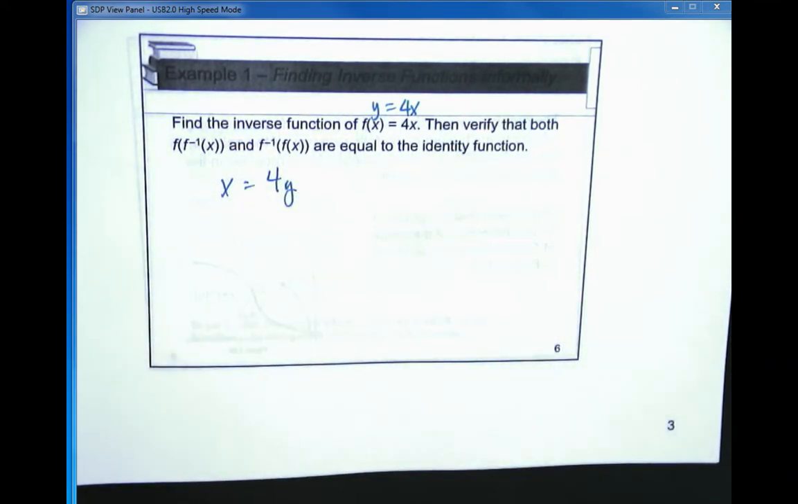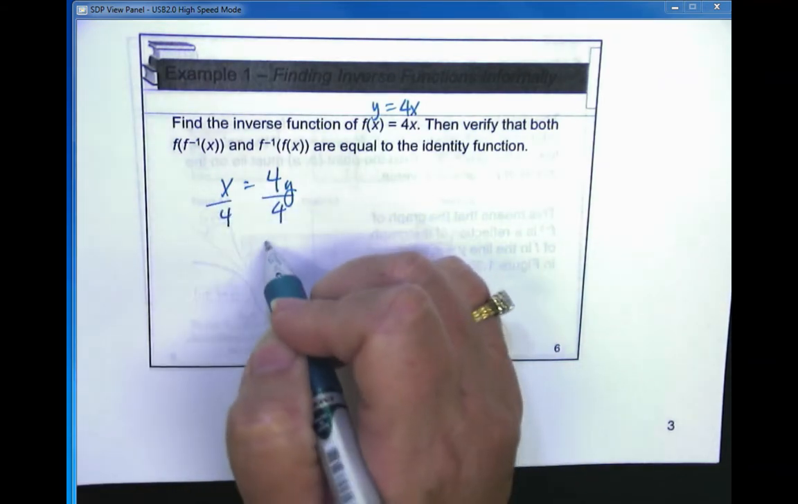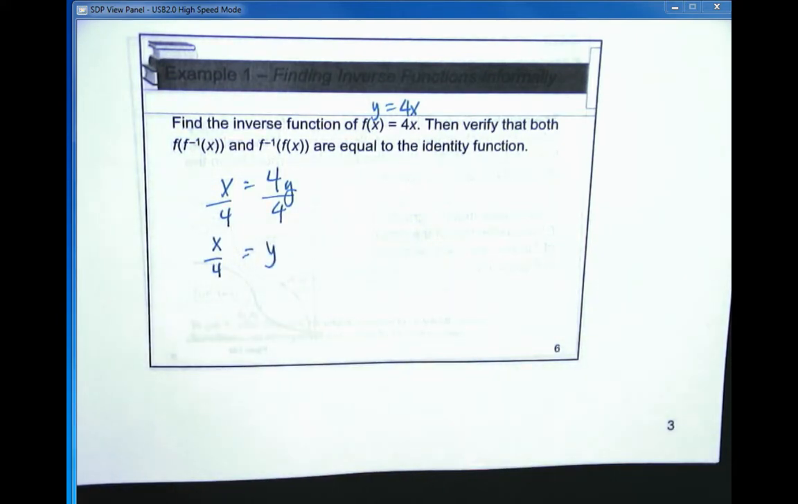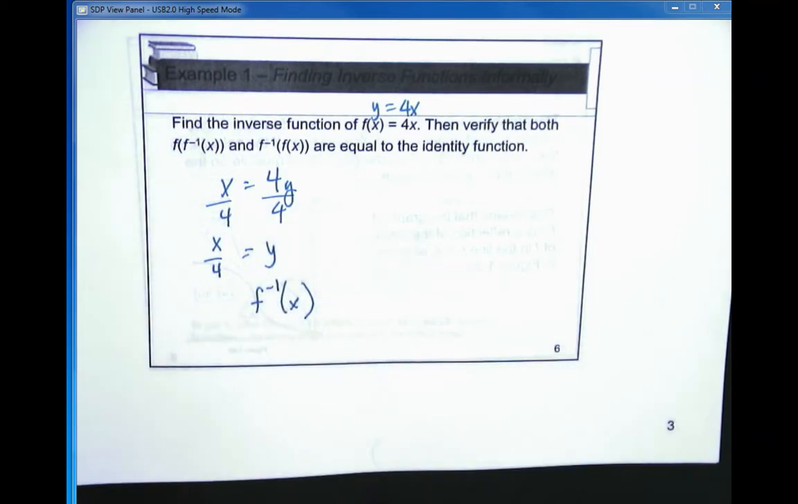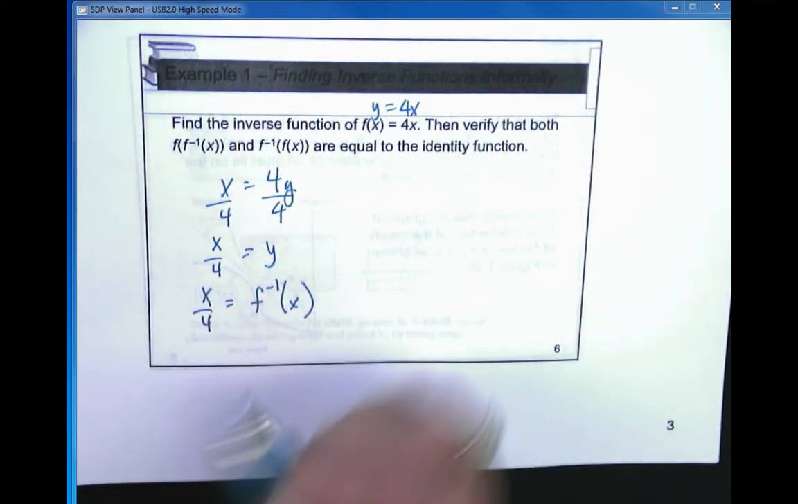Now what do you do? You solve for the new y. You make y get by itself. Make it say y equals. And so you're going to divide both sides by what? 4. So your inverse is going to be x over 4. And again, inverse notation is f negative 1 of x. So we take f and raise it to the power of negative 1 of x. And so we can say that's x over 4.